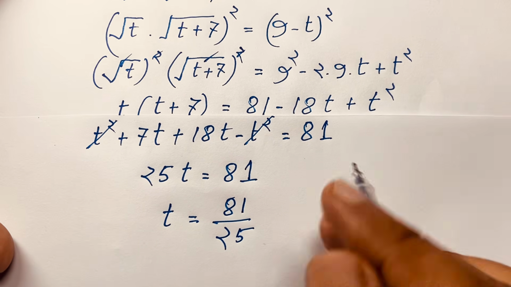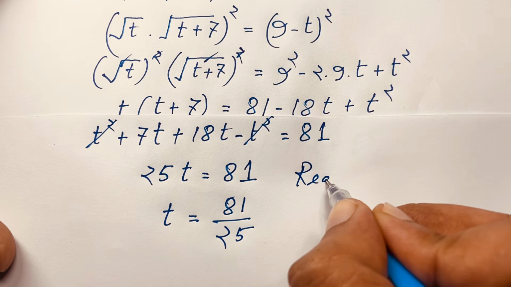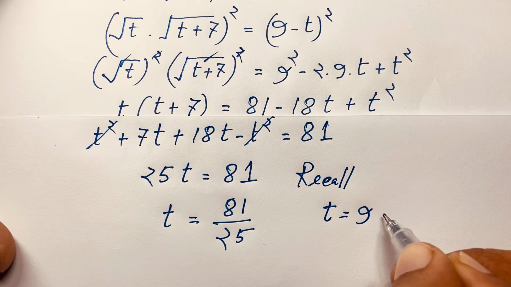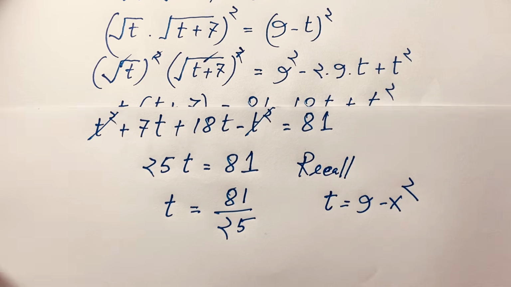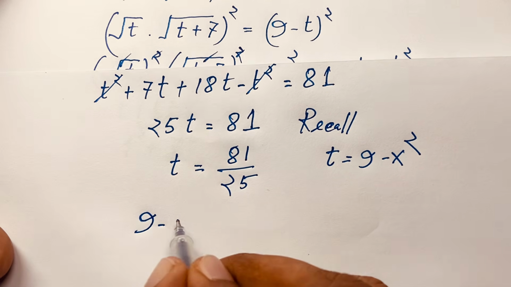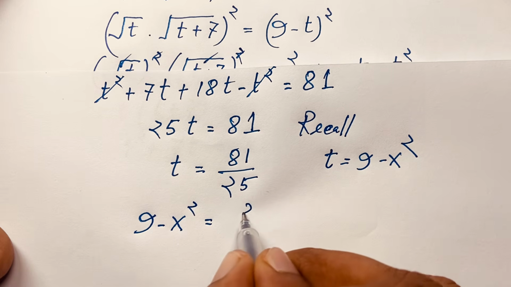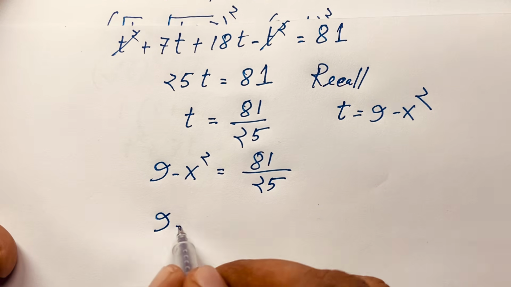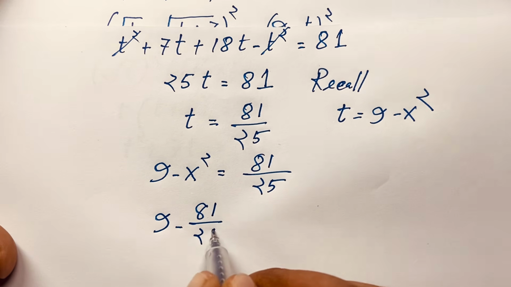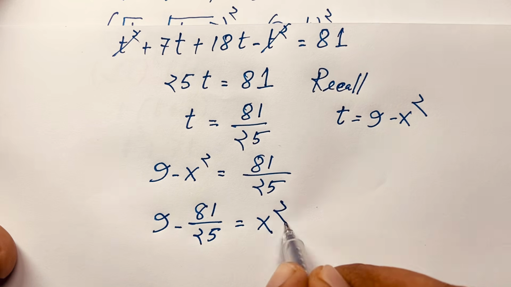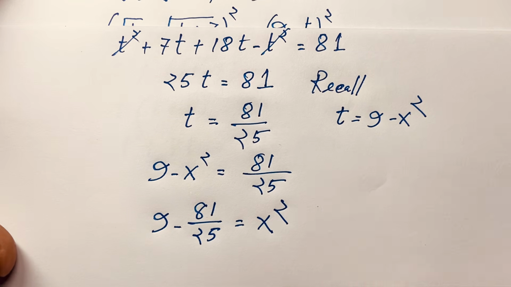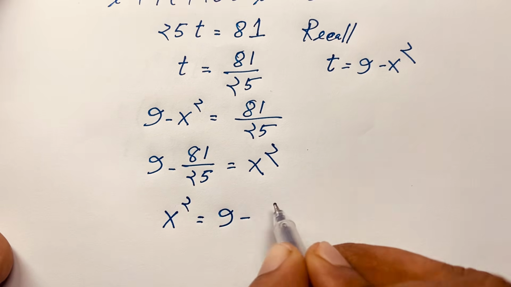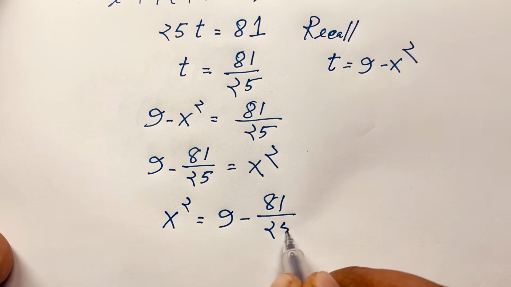But recall or remember that t is equal to 9 minus x squared. So I substitute this value here. So it will be 9 minus x to the power 2 is equal to 81 divided by 25. Then this is 9 minus 81 divided by 25 is equal to x squared. Let's move this negative x squared to this side, it will be positive x squared. So this is x to the power 2 and this is 9 minus 81 divided by 25.